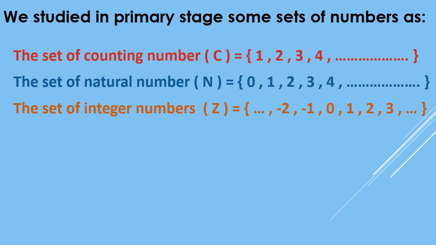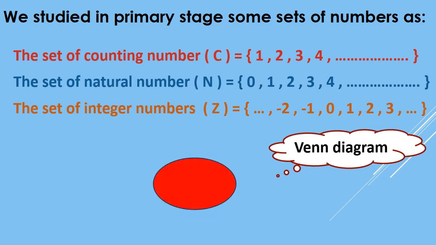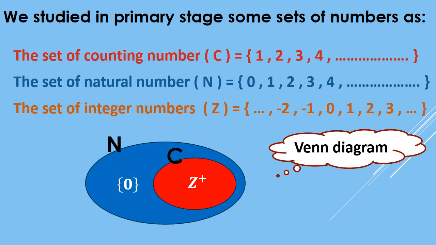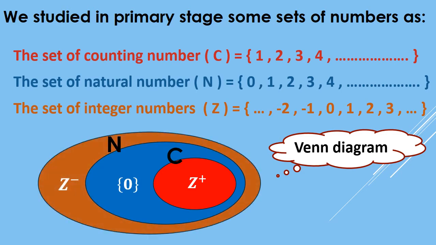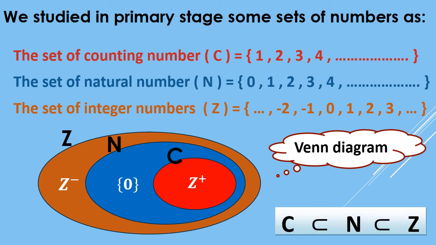In primary 6, we studied the set of integer numbers Z. It will be 0, positive numbers and negative numbers. By Venn diagram, we have C and Z positive plus 0, we will have a new set, natural numbers. Then, when we add the negative numbers, we will have Z, the integer numbers. So, counting numbers are a subset of natural numbers, which are a subset of integer numbers.